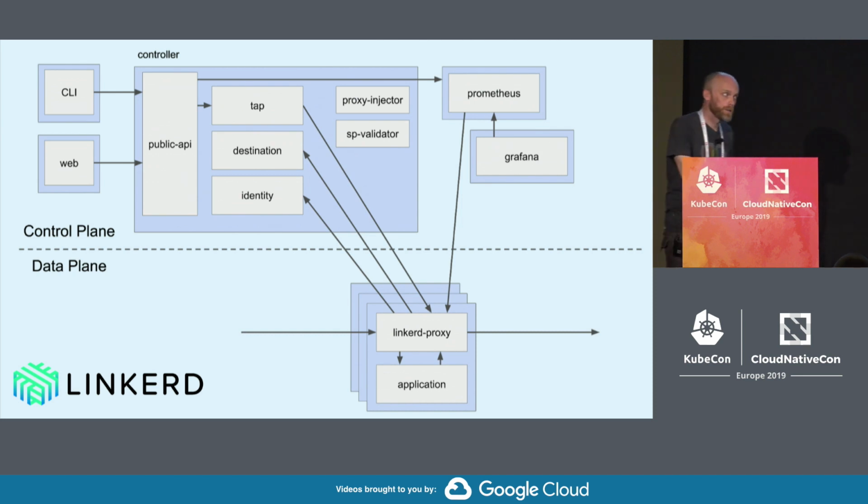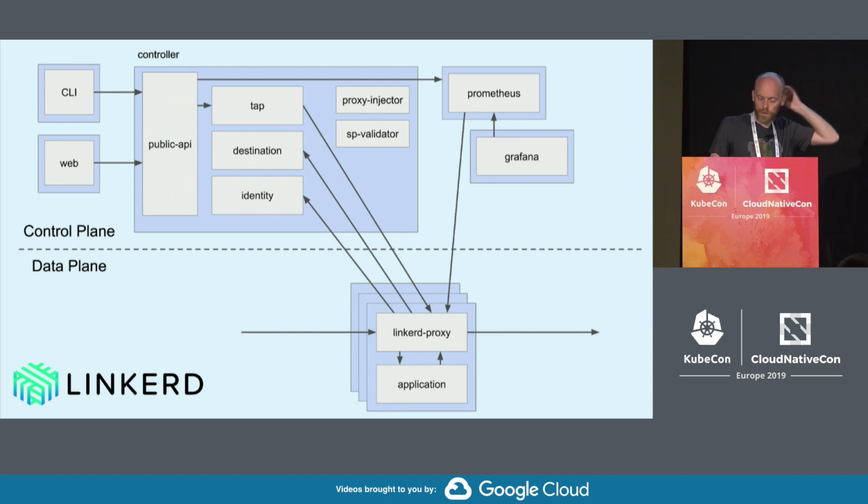So Linkerd is divided into a control plane and a data plane. The data plane consists of proxies that run alongside your application. They use the Kubernetes pod model, and the proxies handle all inbound and outbound traffic for the application. And then the proxies receive their configuration from a control plane, and the control plane also pulls all the telemetry data out of the proxies so that it can be displayed in the web UI or the CLI, that kind of thing. So this is the overall architecture of Linkerd.